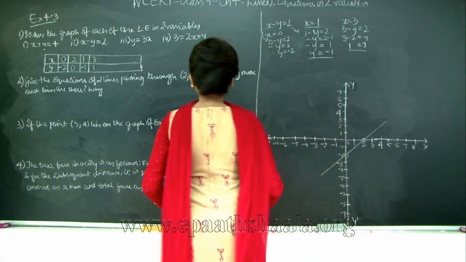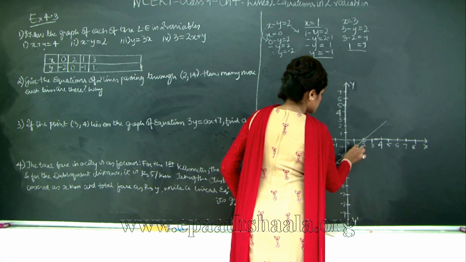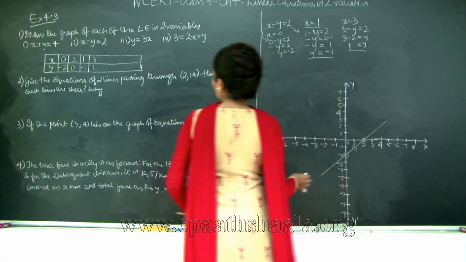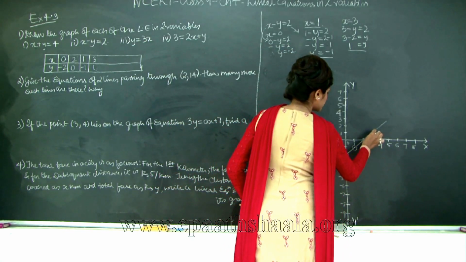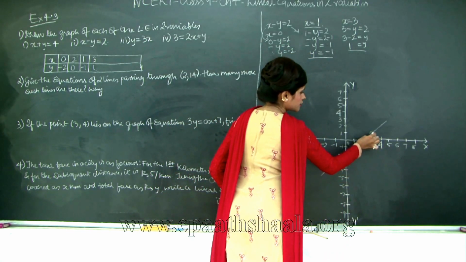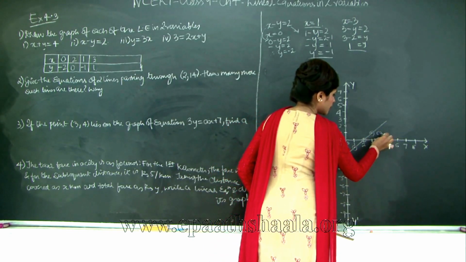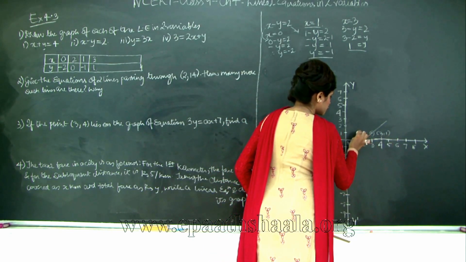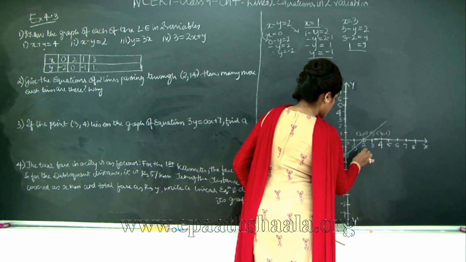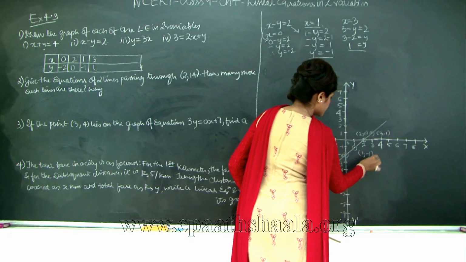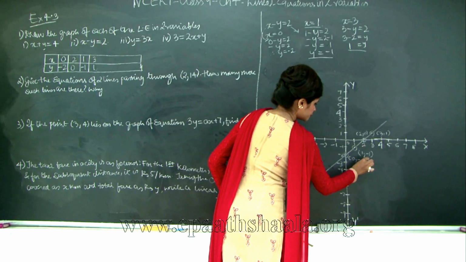Now, which are the other points? 1 and minus 1. So, 1 is here and minus 1 is here. So, this is my other coordinate, and then I have 3 and 1. See, 3 is here and 1 is here, right? So, now I am going to mark my coordinates 3 and 1, 2 and 0, 1 and minus 1, and 0 and minus 2.